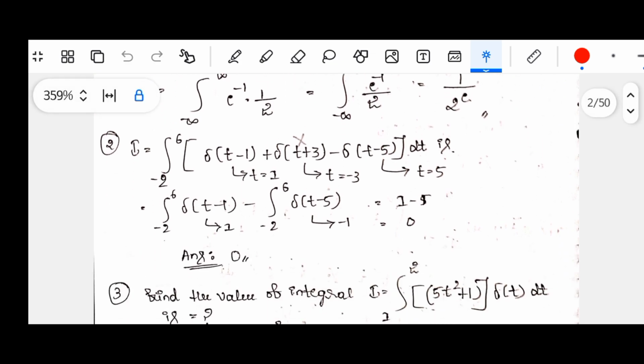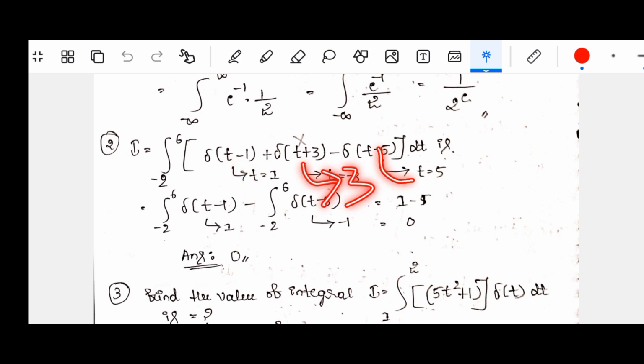Next, second: integration from minus 2 to 6 of delta of t minus 1 plus delta of t plus 3 minus delta of t minus 5, dt. So first find out the locations of the given terms. The locations will be t is equal to 1, t is equal to minus 3, and t is equal to 5. First see whether the locations are included in the limit. Here minus 3 is not in the limit; in limit we have only minus 2 to 6. So this one is eliminated from the problem.